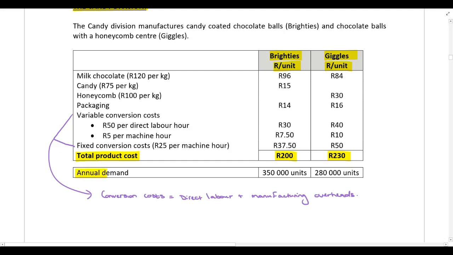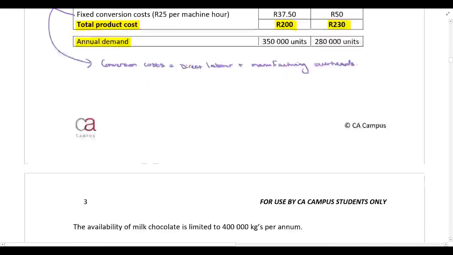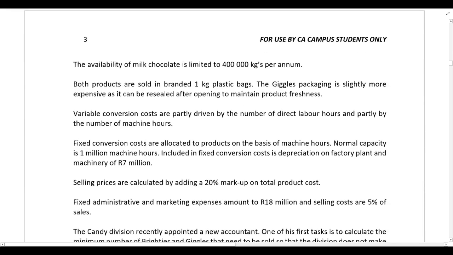And you've also been given the annual demand for both products. The availability of milk chocolate is limited to 400,000 kilograms per annum. All right, so if milk chocolate is limited or restricted, that means we have a potential scarce resource. So that means the candy division might not be able to produce all of the products that they would like to produce because there might not be enough milk chocolate available.